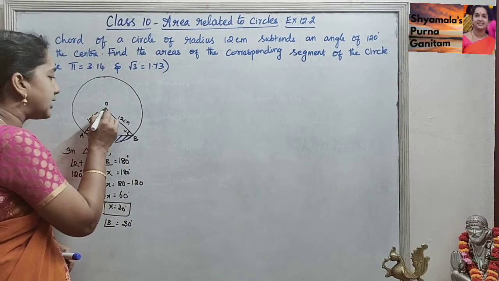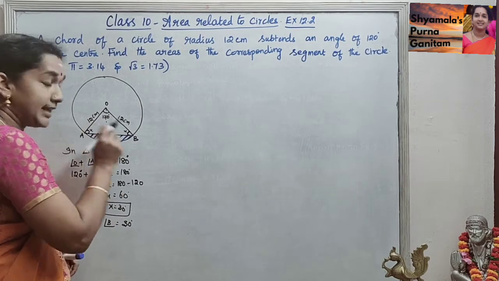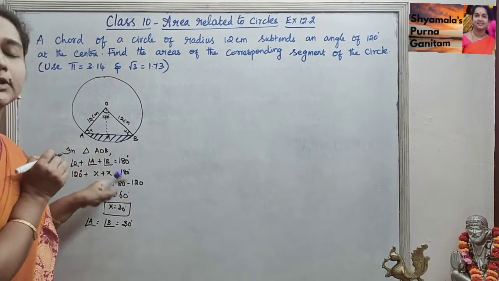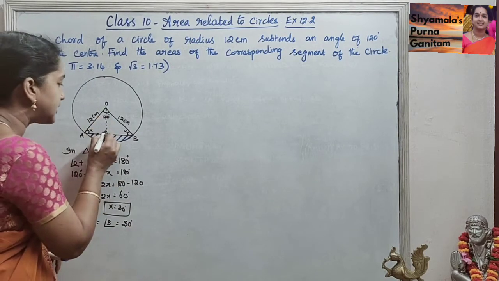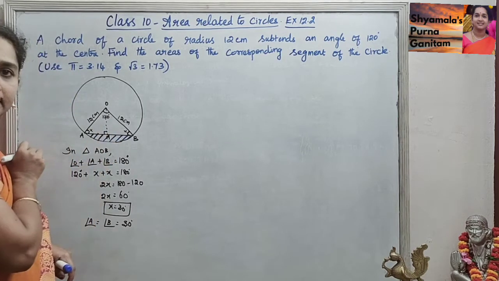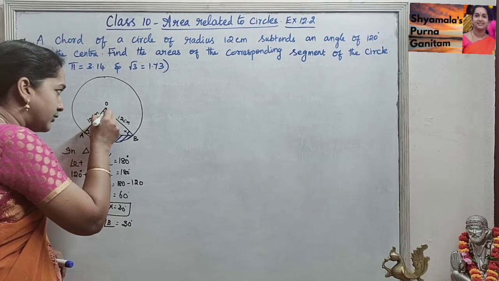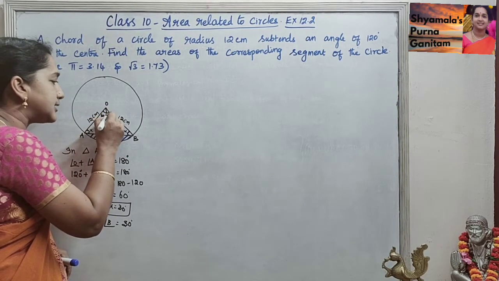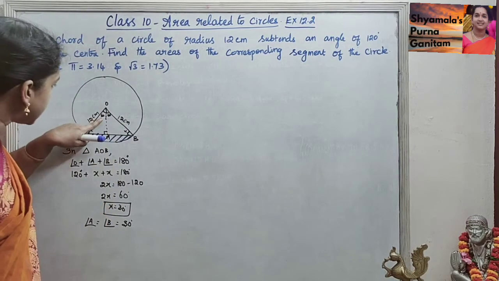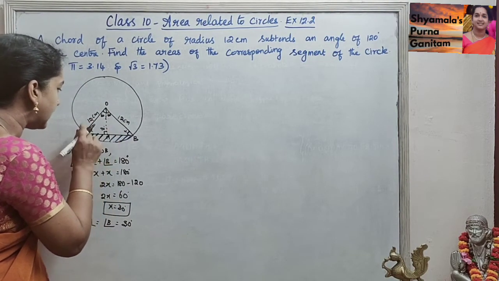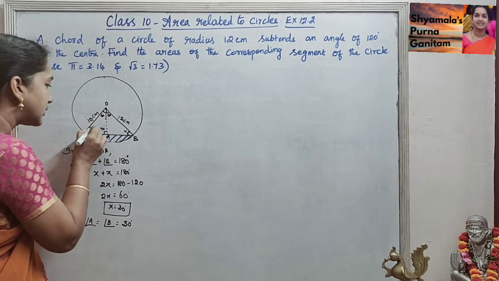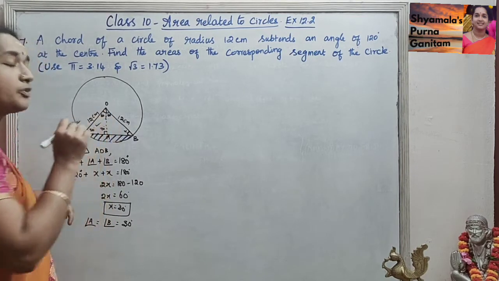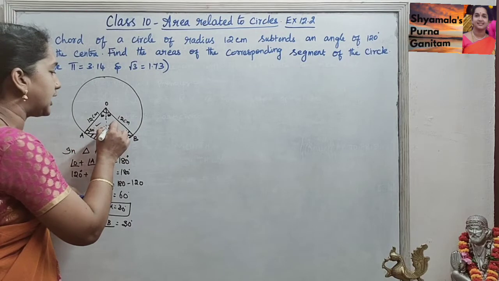Now, we will draw a line OM perpendicular to AB. Since it is perpendicular, this angle will be 90 degree. It will be equally divided, so we will get 60 degree and 60 degree. So one angle is 60 degree, the other angle is 90 degree, then the third angle is 30 degree. 60 plus 30 is 90, 90 plus 90 is 180. So we got the angles of this triangle. The same thing you will get for the other one also.